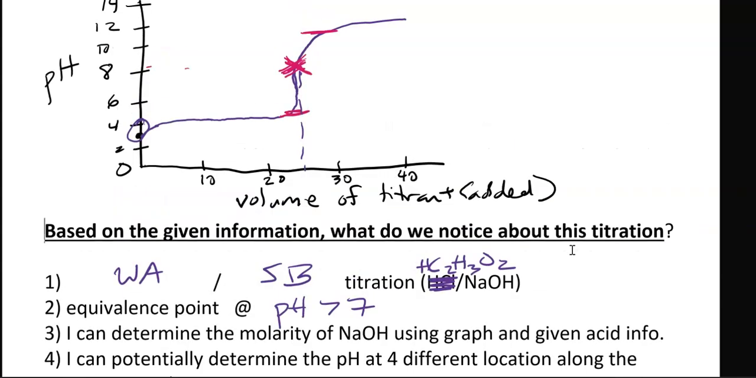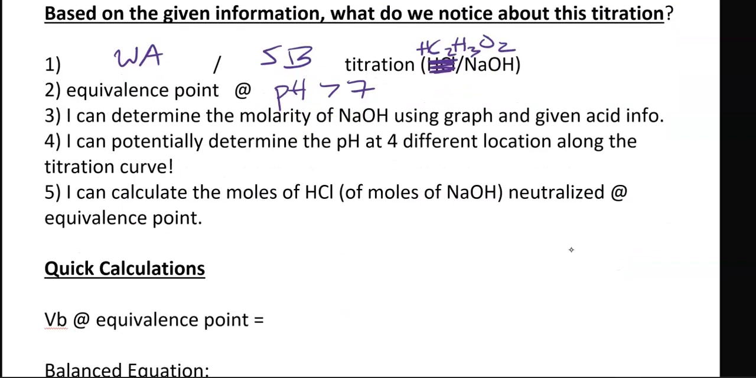In the buffer region, right around here. I could also calculate the pH at the equivalence point, as well as somewhere beyond the equivalence point. So those are the 4 locations in which I could determine the pH. Okay, so those are what we're looking to learn how to do today.